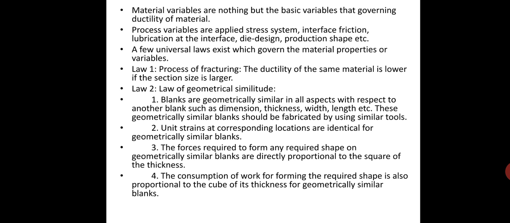Now we already know the formability of sheet metal is mainly dependent upon the material variables and process variables. In material variables, only the ductility of the material. The second thing is the process variables: applied stress system, interface friction, lubrication at the interface, die design and production shape. These are all the considerations for the process variables.